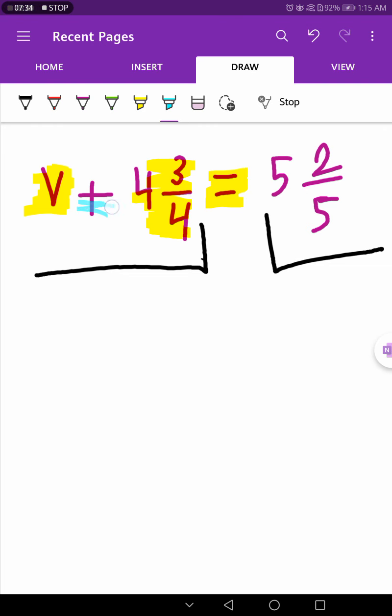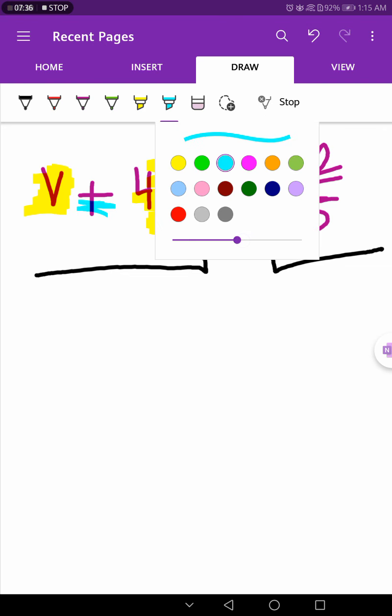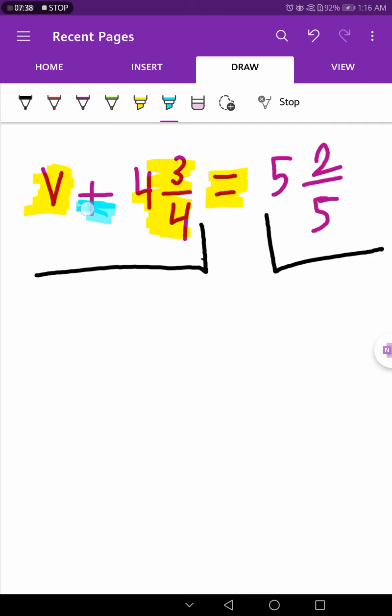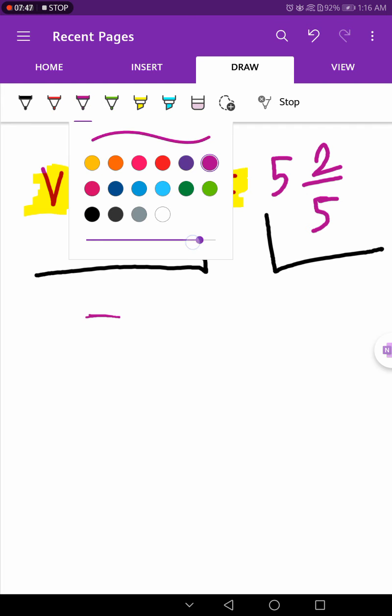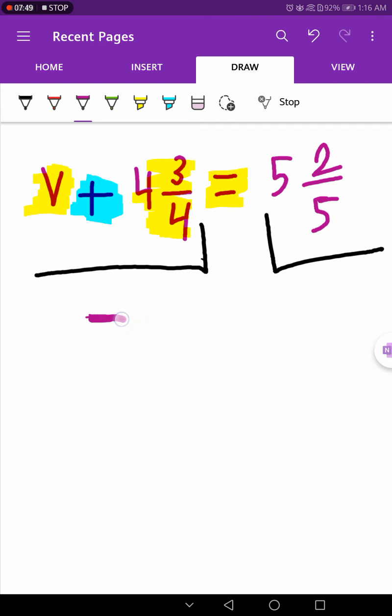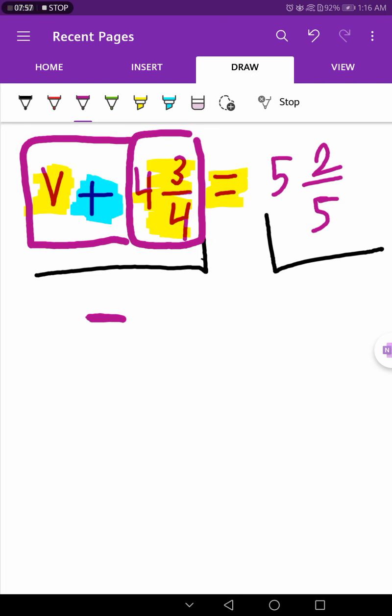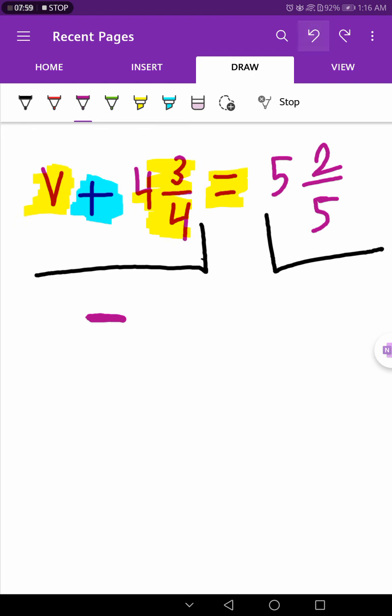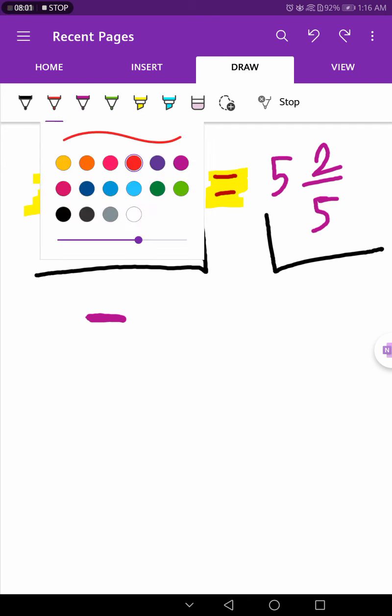Good. And what is the sign between them? It is a plus. So teacher, all the time you ask us to give the opposite of the operation, and the operation here is plus. So I will give minus. Yes, you will give minus. Minus what? Minus the number that is located beside the variable. Yes. Okay, on the same side. Okay, so I write here 4 and 3 over 4.